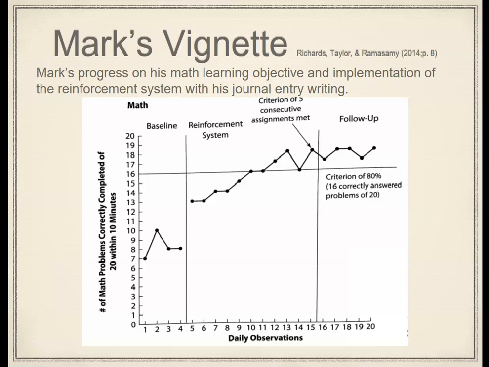Here's what Mark's progress looked like on his math learning objective and the implementation of the reinforcement system with his journal entry writing. You can see that his baseline data were pretty low, and once the reinforcement system was put into place, we have an accelerating trend until he meets the criterion of 5 consecutive assignments met. The reward system was taken away, and they continued to take some follow-up data to see if he continued to show success on his math.